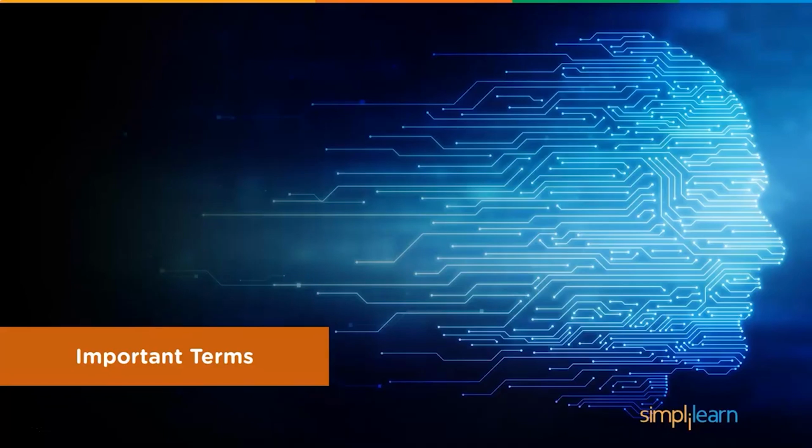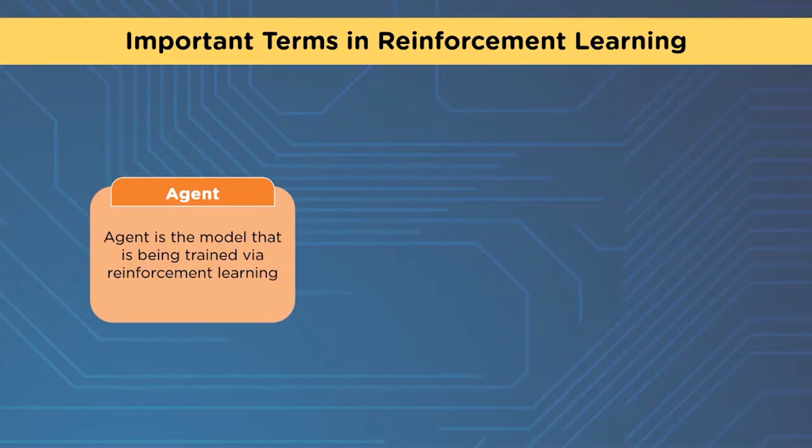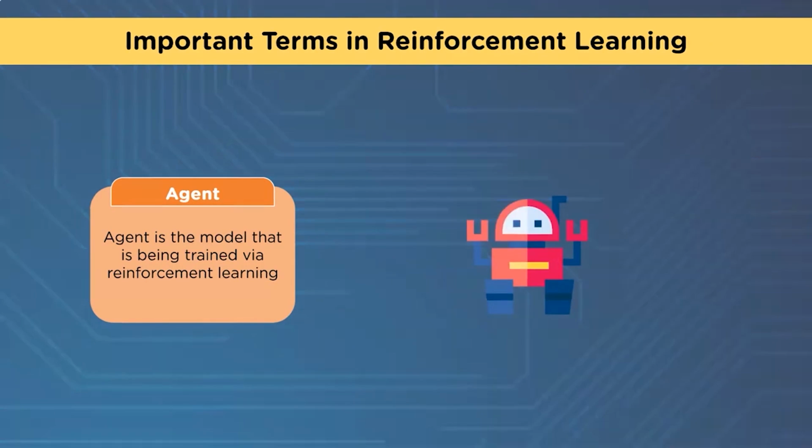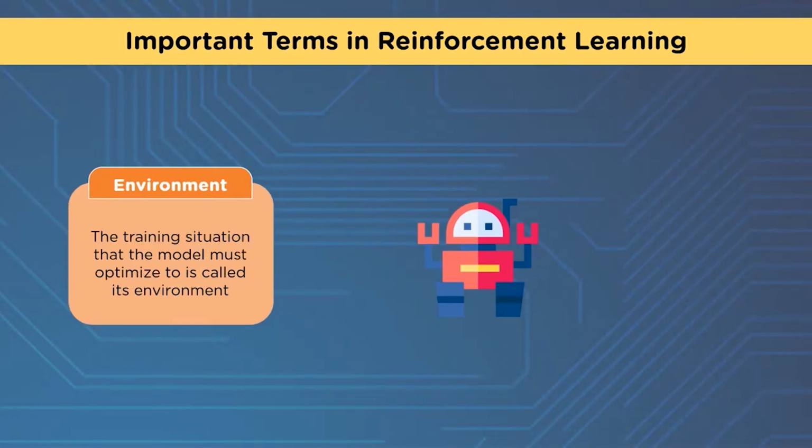So let's take a look at important terms in today's reinforcement model. This has become pretty standardized over the last few years, so these are really good to know. We have the agent. The agent is the model that is being trained via reinforcement learning. So this is your actual entity, however you're doing it, whether you're using a neural network or a Q table or whatever, or a combination thereof. This is the actual agent that you're using. This is the model.